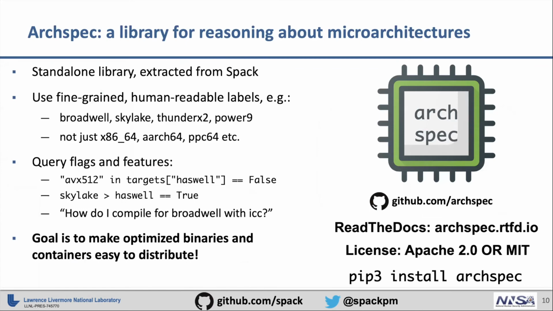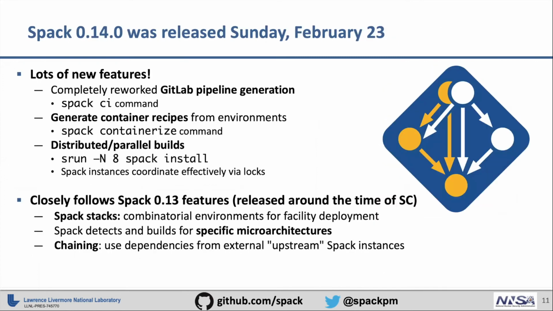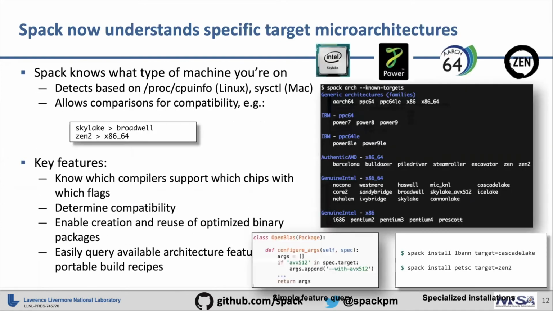We're trying to make it easy to distribute optimized binaries. So we have a library that you can check out that we spun out of Spack for reasoning about microarchitectures. You can ask questions like, is Skylake compatible with Haswell, and so on. And we've recently released a new version on February 23rd that has these features and more.